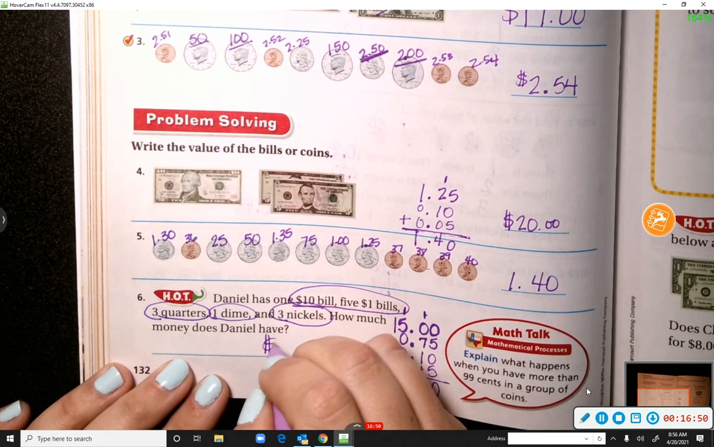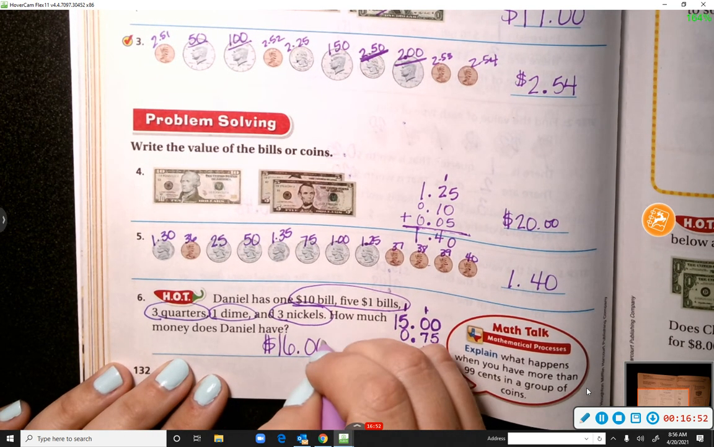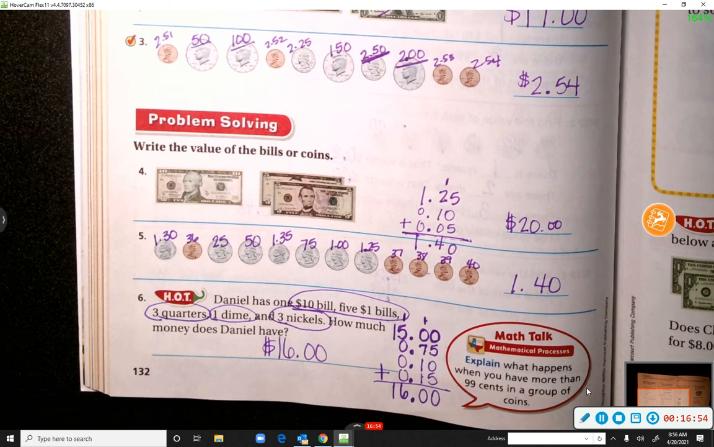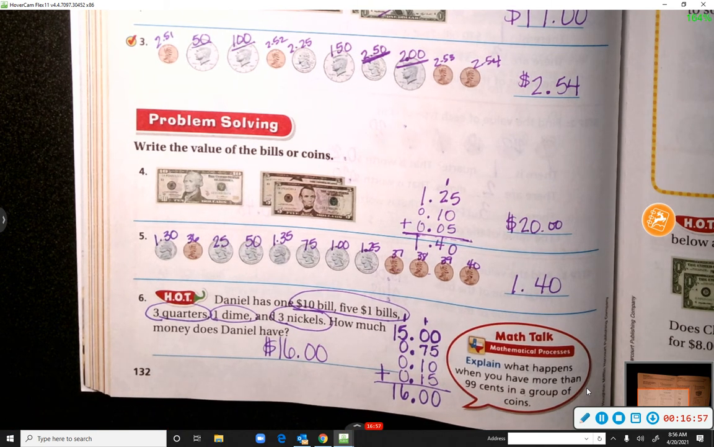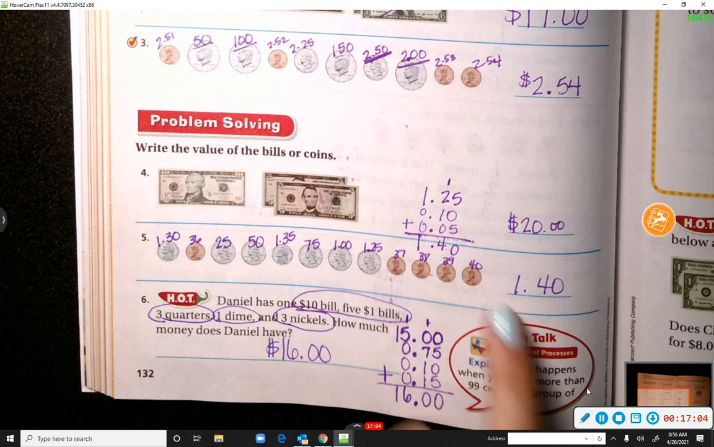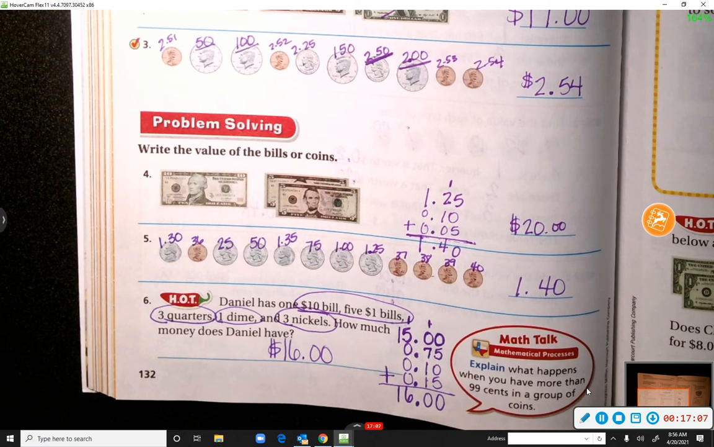$16. Okay? But the most important thing I want you to take from this is probably what? The answer, or maybe how to do it? How to do it. So when you're working out a problem and it doesn't have the coins like this for you to label, what are you going to do? Add them up and make sure you're starting with the highest amount to the lowest amount and line up what? The dots. What do we call them? Decimal. Good.